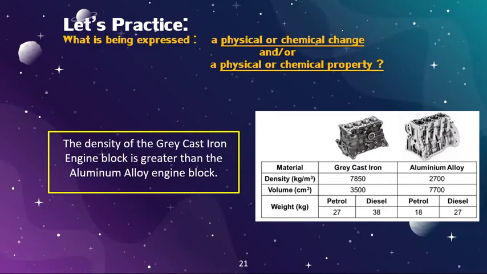Our next example shows us the density of the gray cast iron engine block in this table and compares it and shows it as being greater than the density of the aluminum alloy engine block. So let's ask ourselves, are we looking at a change? No, this is just a fact being reported on the density. So we must be looking at a property. So because it's the density that we're talking about, hopefully you realize that density is a physical property.